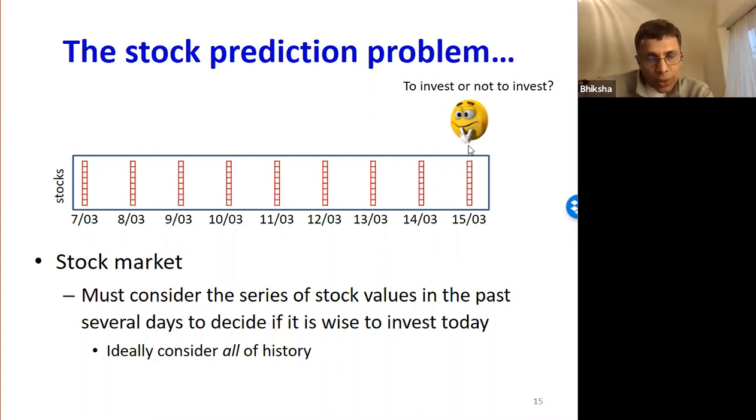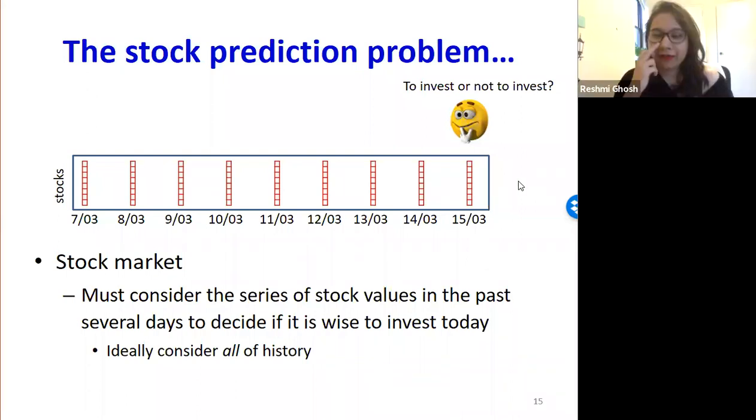So if I wanted to make a stock prediction today, can you suggest what kind of neural network would consider a bunch of stock values from the past to make a prediction for today? What would the structure be like? Anyone? Say I want to make a stock market prediction here. Yes, sorry, we have an answer.